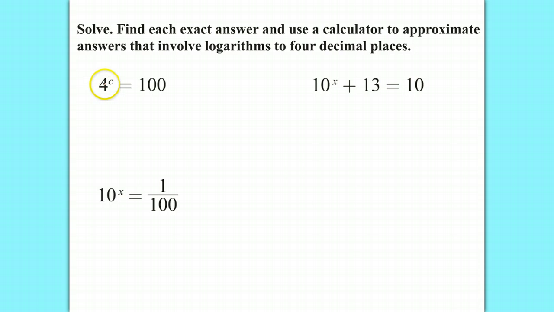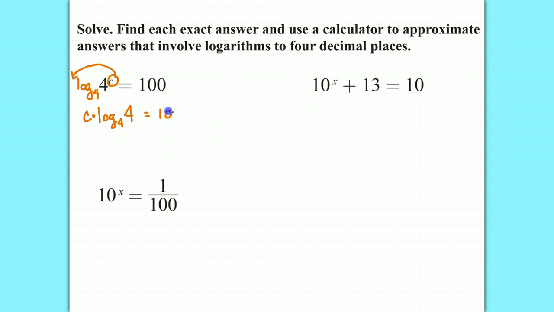What we're going to do is we're going to say, okay, I want to figure out what this exponent is, so I'm going to get rid of this base. And to do that, you're going to just apply the log base 4 to that side. Remember that the power property says that this c can come out in front. So I can rewrite this as c times log base 4 of 4 equals 100.